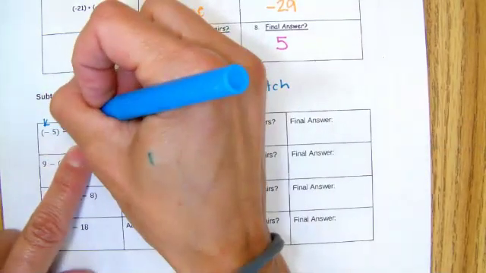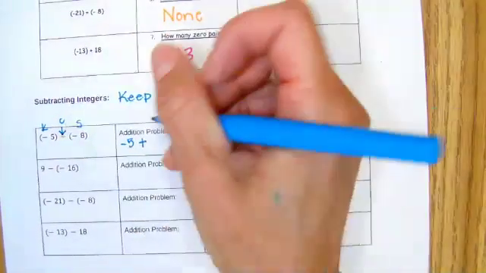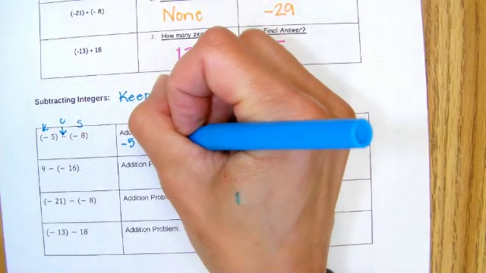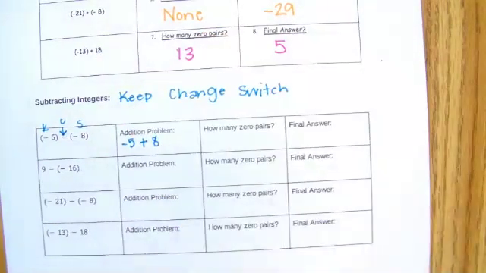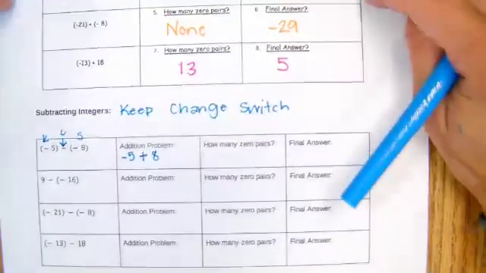And then I'm going to switch the sign of the last number. So the sign here was a negative. I'm going to switch that to a positive. And now I have an addition problem, right? And so now we go back to our rules up here.